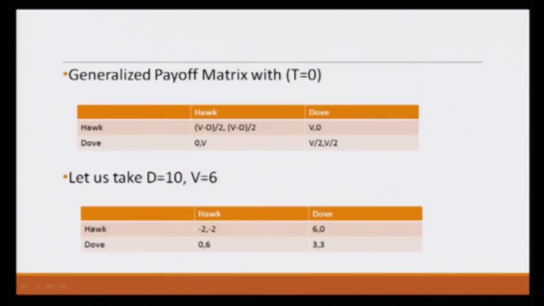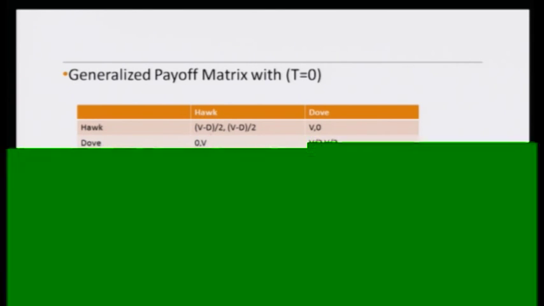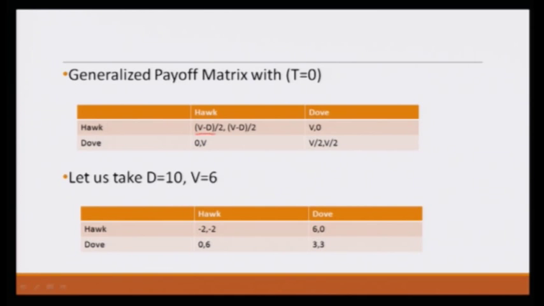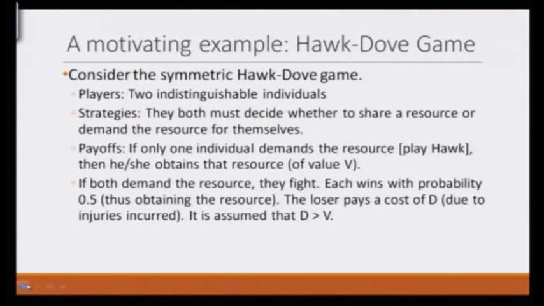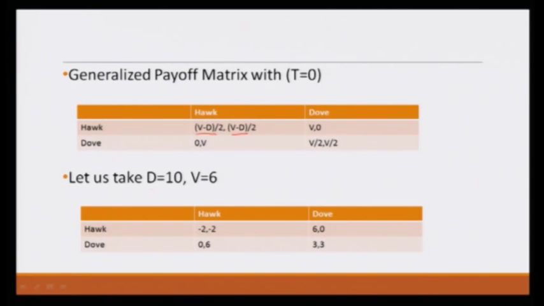Okay? So here is the generalized payoff matrix. I have taken the dove and hawk out of the picture, and I have just written the numbers (V minus D)/2 and (V minus D)/2, and similarly for all. Let us take a very specific example just for the illustration. What we have is D is equal to 10 and V is equal to 6. Remember that in the first slide I also talked about how we assumed D is greater than V. That's why we are taking D as greater than V.